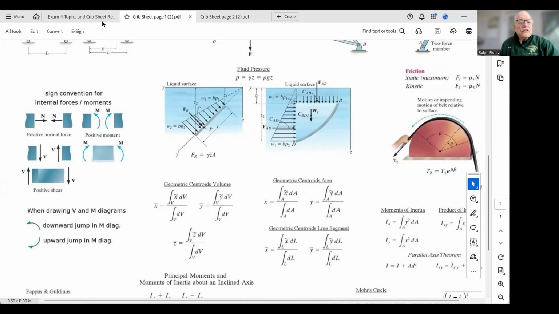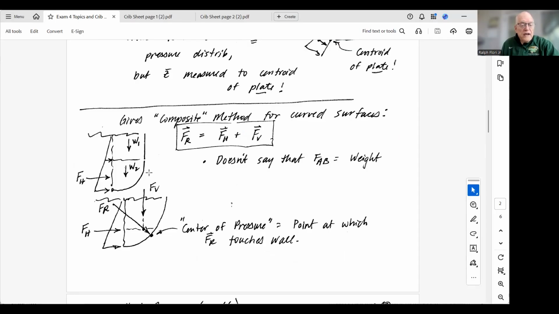If you look at a curved surface, where you have a horizontal force and a vertical force, the horizontal and vertical force intersect here. The line of action of FR goes through that point, but the point at which FR touches this wall is P, and that's the center of pressure, where FR touches the wall. So that's a concept that you need to know, and that term is not on the crib sheet.